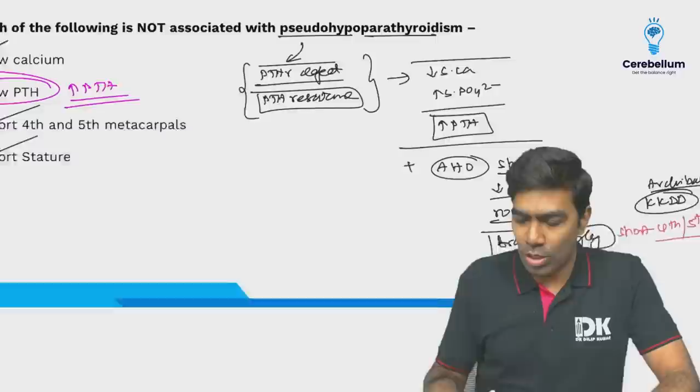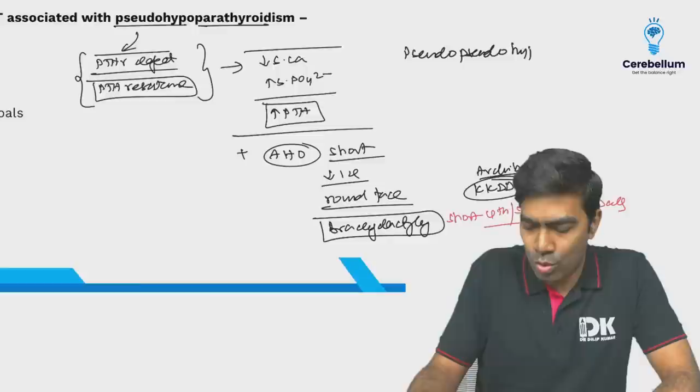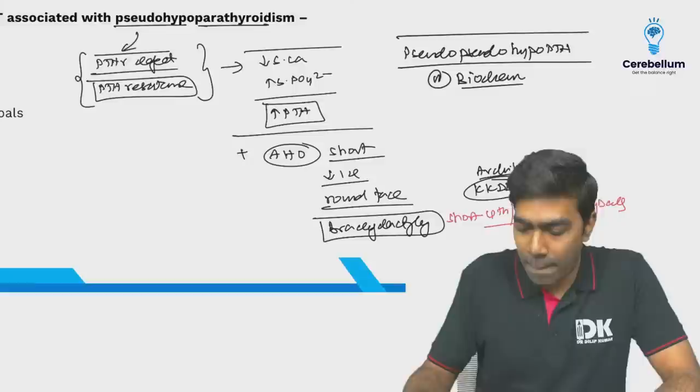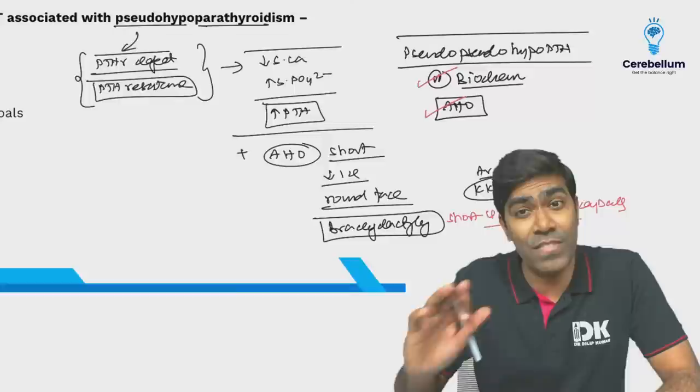Now, another interesting thing is pseudo-pseudohypoparathyroidism. Here the patients will have normal biochemistry. Normal biochemistry means calcium will be normal, phosphorus will be normal, PTH will be normal, but patients will have only Albright's hereditary osteodystrophy. So in the exam, if they say a patient has only the skeletal problem of Albright's hereditary osteodystrophy, but calcium, phosphorus, PTH, everything is normal, you need to answer pseudo-pseudohypoparathyroidism.